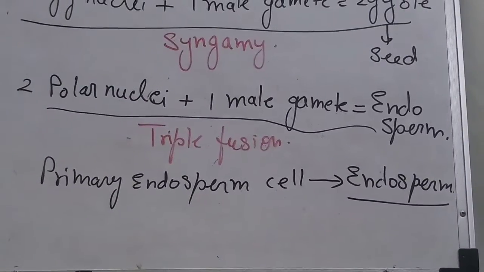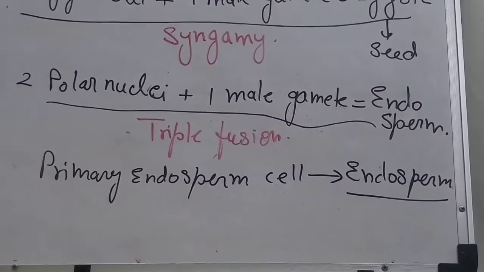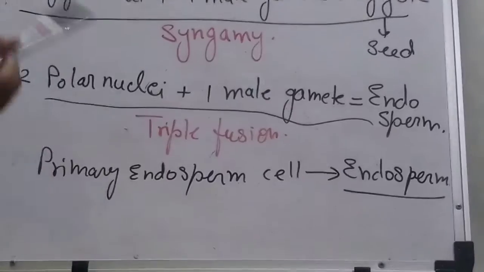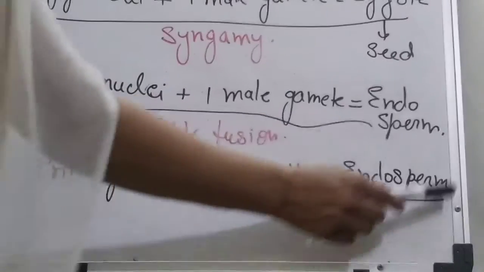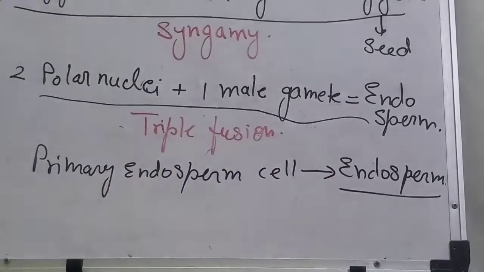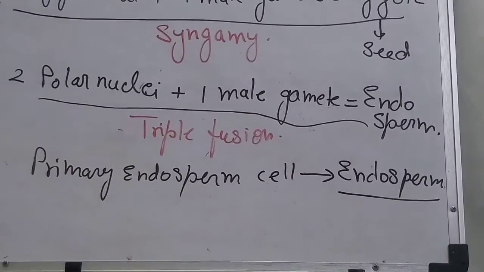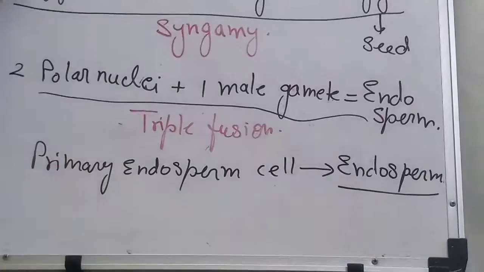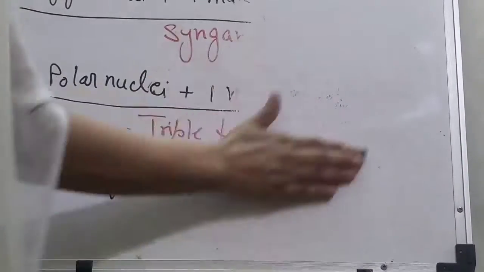So are you clear about pollen-pistil interactions, double fertilization, triple fusion, the meaning of syngamy, the meaning of triple fusion, and how the endosperm is produced? I think you are clear. Then we will see the next topic, which you see in your practical also, and it is asked as a 2 marks question.